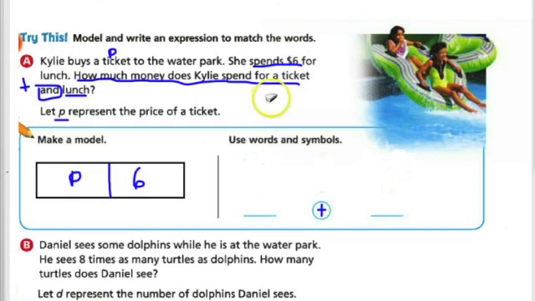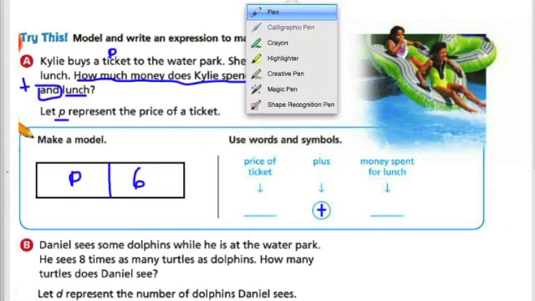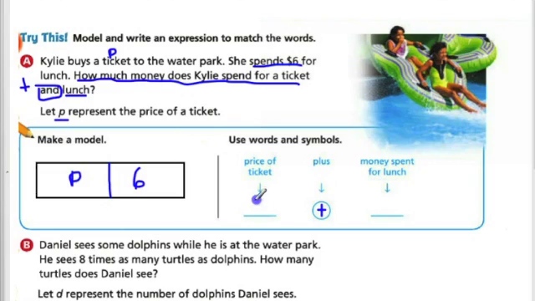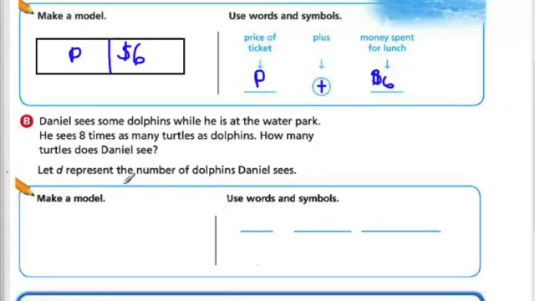So to look at what that would be, if I unveil this, we would see that we're going to put the price of the ticket over here, P for the price of the ticket, plus the money spent for lunch, which is going to be $6. That's how much she spent on lunch, and that's what we would put here, $6. This is also showing money. So that's the model that we would use to match these words.